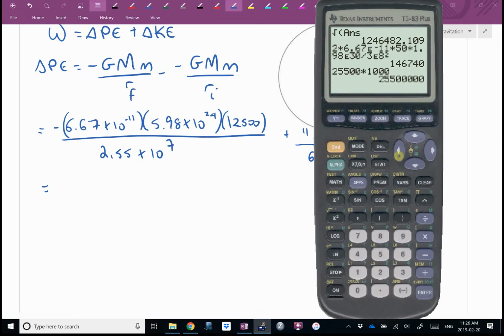Type that first one very carefully. Negative 6.67 times 10 to the negative 11 times 5.98 times 10 to the 24th times 12,500, divided by 2.55 times 10 to the 7th. I get negative 1.9552 times 10 to the 11th.